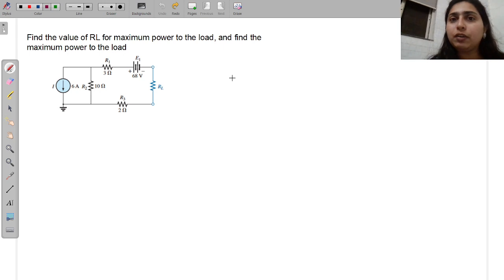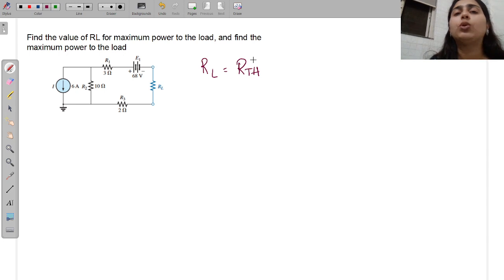So you know that in the maximum power transfer theorem, the maximum power is transferred to the load, that is RL, when RL is equal to the Thevenin's resistance. That means RL should be equal to RTH. Now we have already solved many problems on Thevenin's theorem, like finding the Thevenin's voltage, or it might be the Thevenin's resistance.